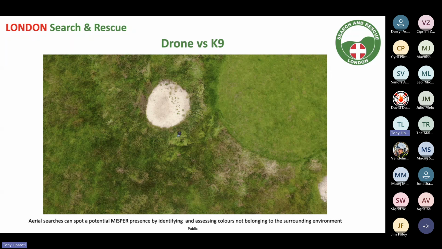Now, compared with the dog, we came to an understanding and an agreement, because it's very good to understand the other specialist team you're working with. I was told that the dog would struggle and take more time to find this person, because the dog becomes very, very tired going through high grass. So the dog, I think, took 9 minutes to reach this person. And for the drone, that was done in 27 seconds.